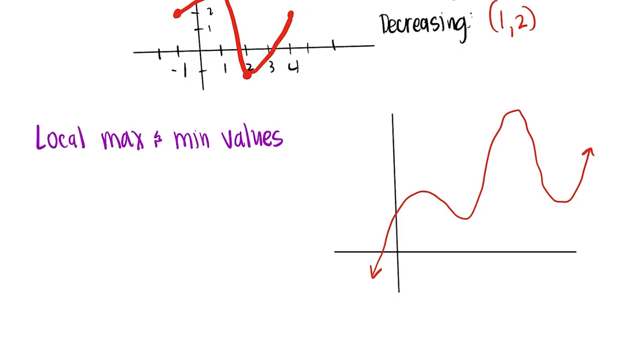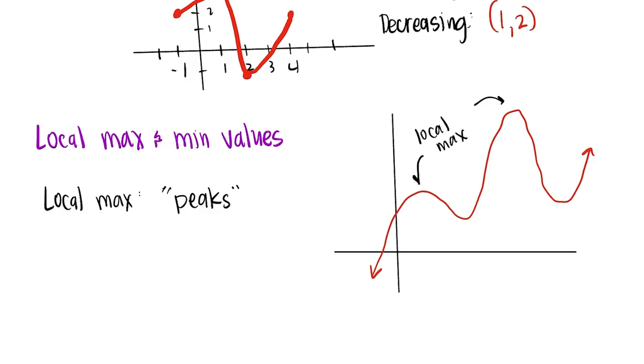Where do you think I am looking if I'm asking for a local maximum? How many local maximums do you think this has? It has 2. So the local maximums, these are the peaks of the graph. That's the way that I kind of think about it. It's where are the highest points? There's a local maximum here and a local maximum here.